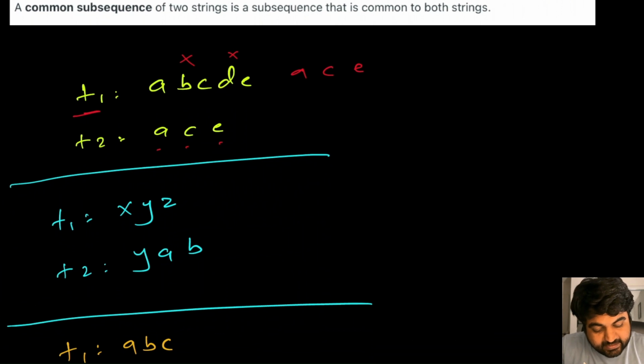So we can say that for this given example, we have a longest common subsequence that follows the relative order, and that is of size 3. So we need to return 3 as the answer in this case.